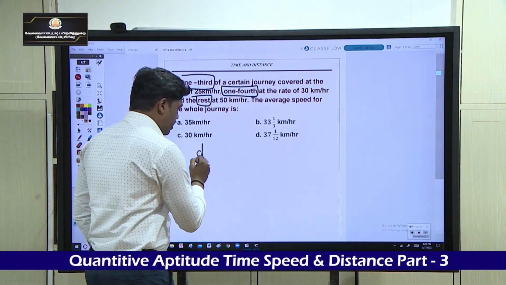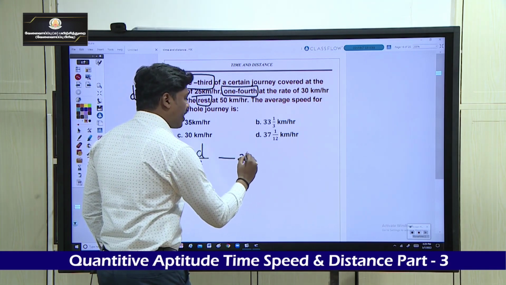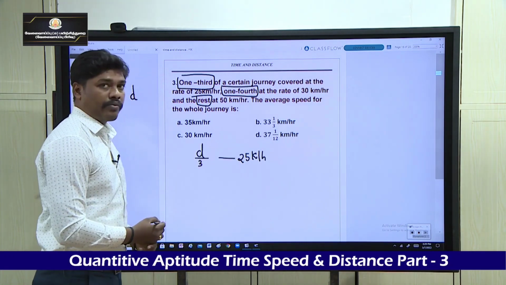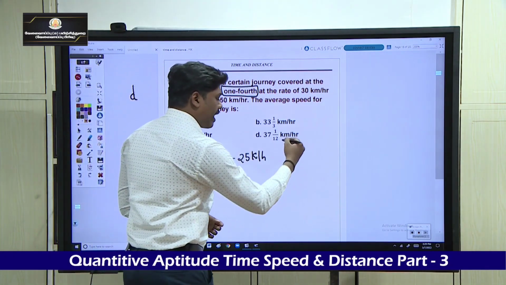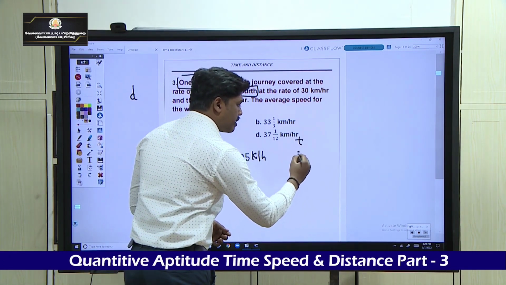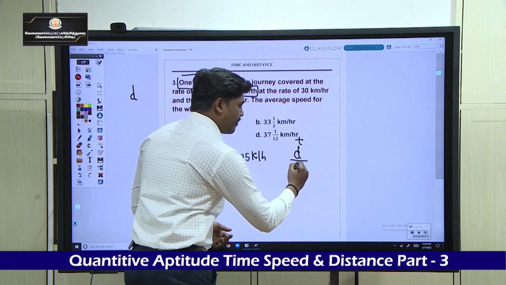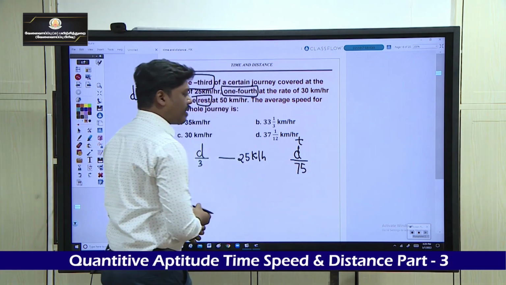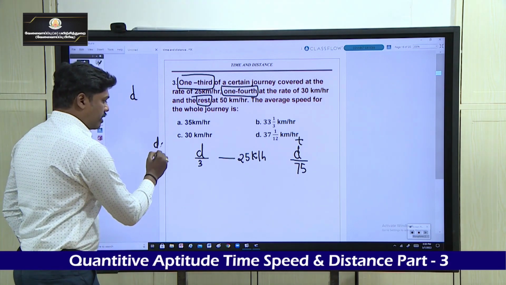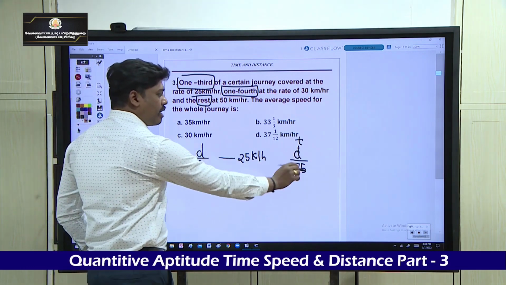So distance d divided by 3, 1/3, they are covering at a speed of 25 kilometer per hour. So distance d by 3, speed 25. What would be the time taken? Time is distance by speed. So the time taken is distance divided by speed. Distance d by 3 divided by 25, you will be getting 3 into 25, d by 75.